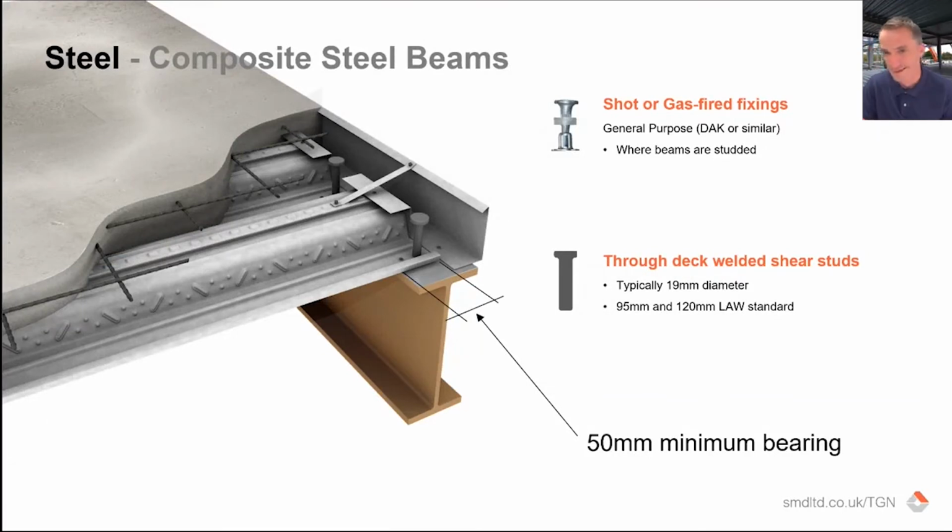Going back to the detail, it's a 50mm bearing still for the decking. However, if you've got through deck welded shear studs, you typically may need to increase that bearing at your edge beam, and I'll come on to why in a moment. The fixing itself is, as I said, a shot or gas fired nail. It's a less resistant nail than we use on a non-composite beam because you have that welded connection following when the shear stud is welded. The key thing to make sure is that the fixing type and centres do need to be reviewed based on the time of year it's being installed and wind, but we'll come on to that a little bit later.